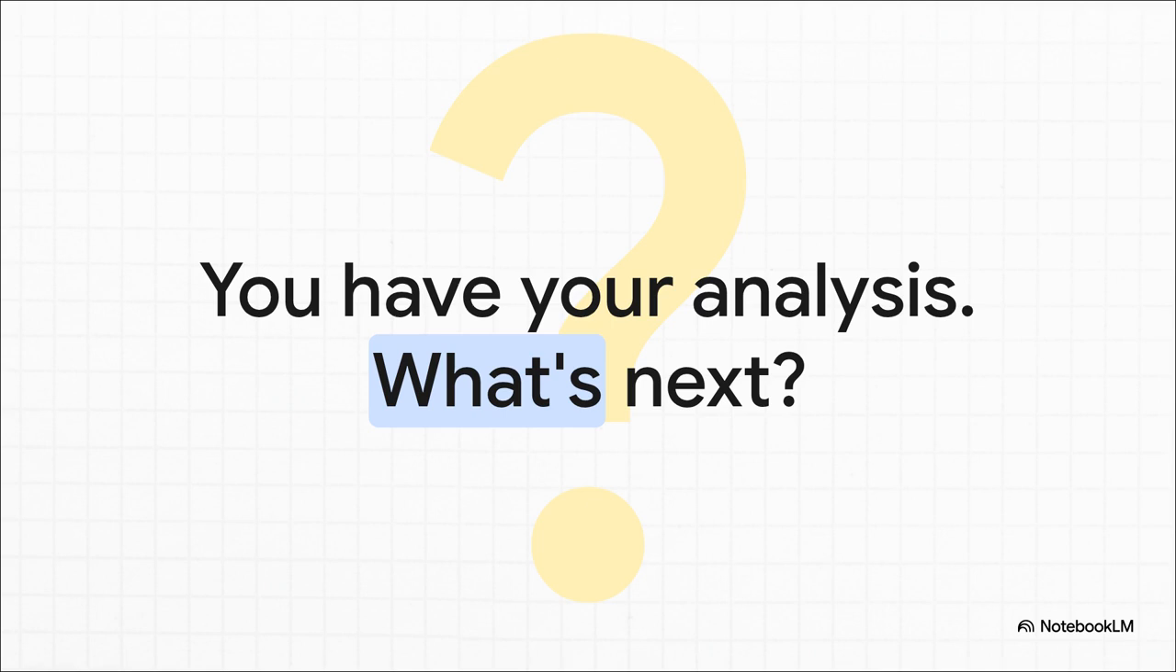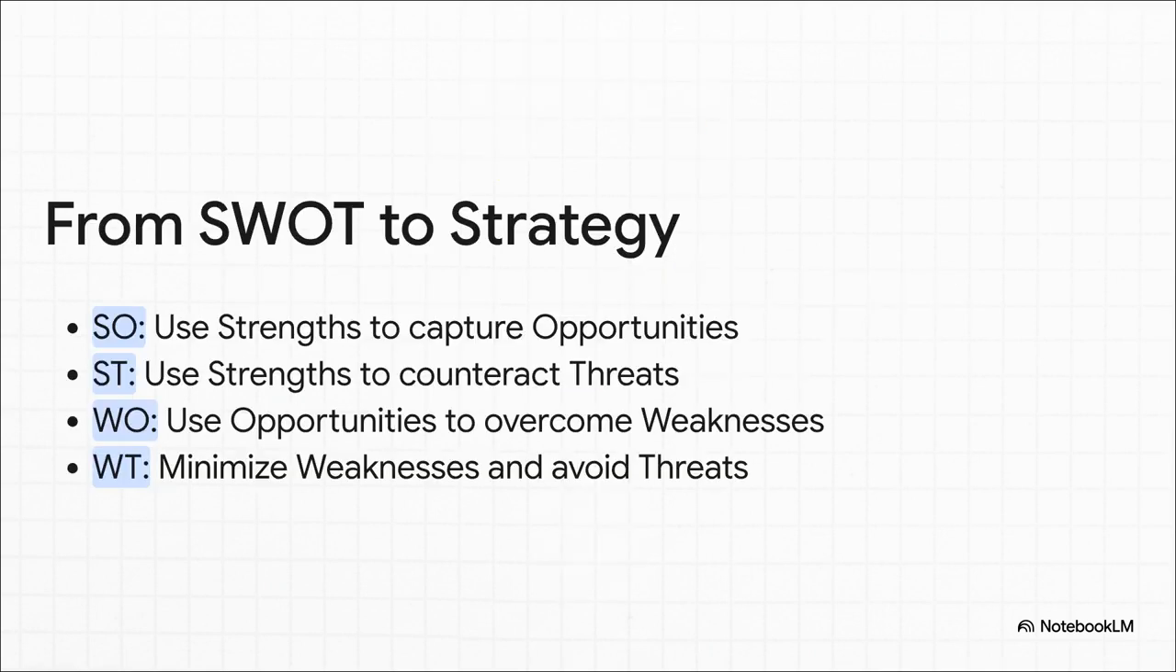It's what you do with it that counts. This is where your strategy actually comes from. You start combining these quadrants. You ask questions like, how can we use our strengths to go after those opportunities? Or how can we leverage an external opportunity to fix one of our internal weaknesses? Suddenly, your SWOT analysis isn't just a list. It generates 3 or 4 distinct, viable paths you could take.